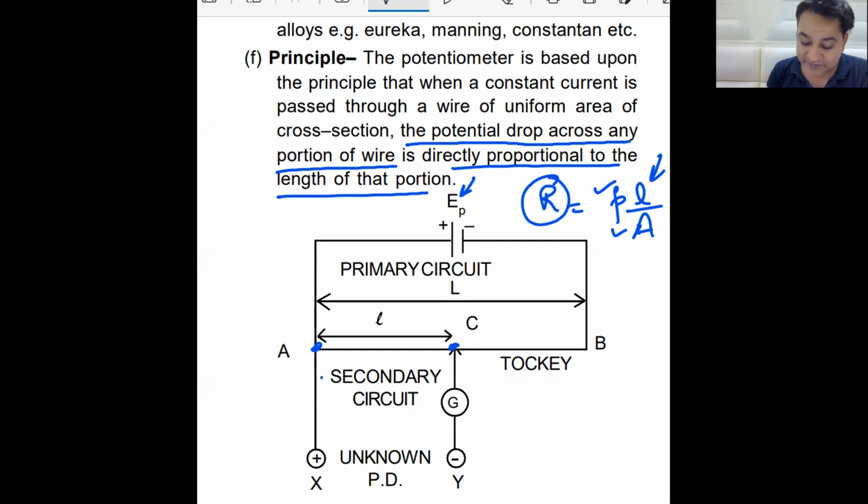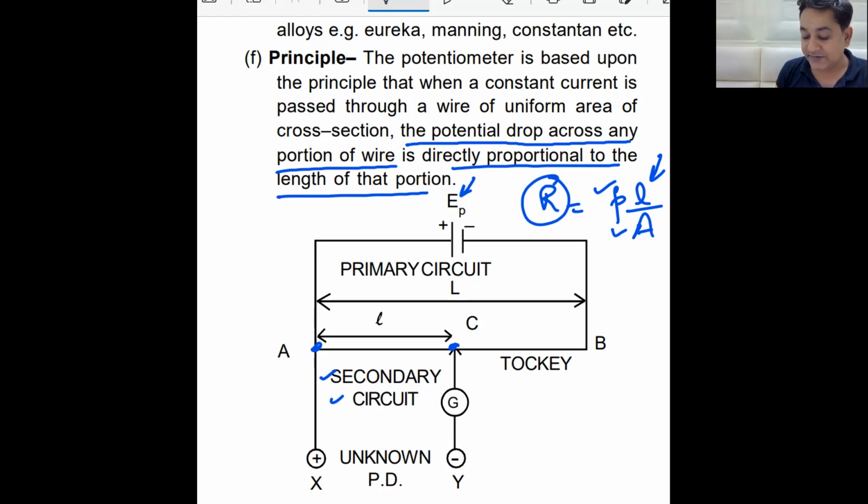Then you have a secondary circuit. Do you see this secondary circuit? In the secondary circuit, if you connect two batteries or you connect a battery with an internal resistance, you can find out the internal resistance of the battery, as well as you can compare the EMF of two batteries. Do we understand this? Yes, sir.